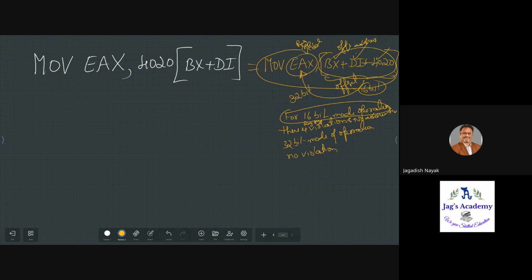You understood now? For example, if you assume 32-bit mode of operation, there is no violation here. But there is a violation here. You are telling 32-bit and you are using a 16-bit address. There is a violation. Yes or no? Right? That's why there is a prefix. While converting, you convert as it is, but these violation prefixes are put before the machine code.